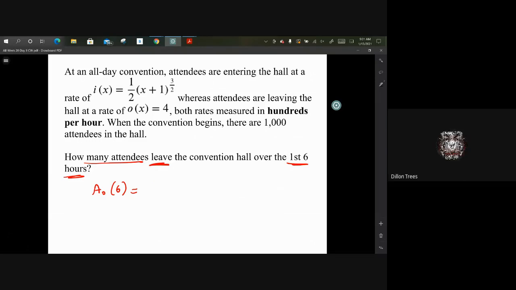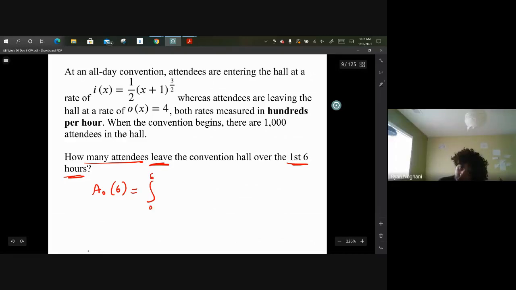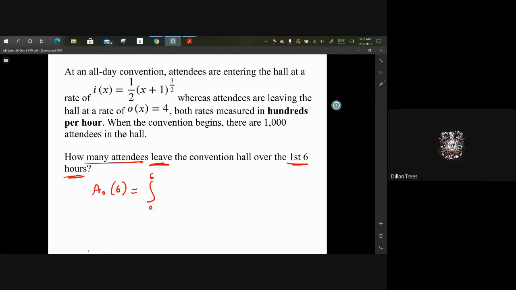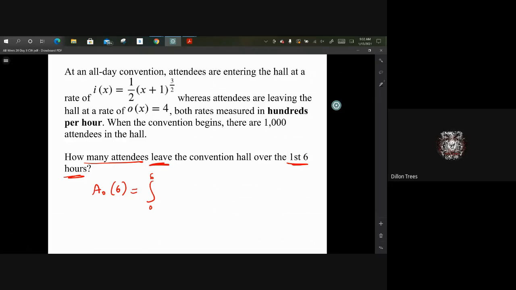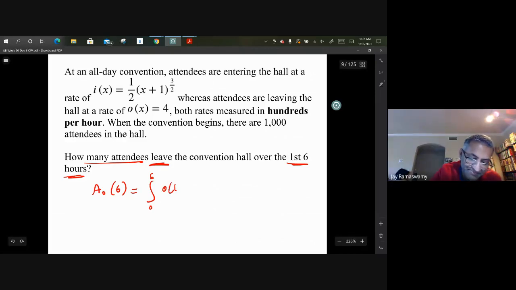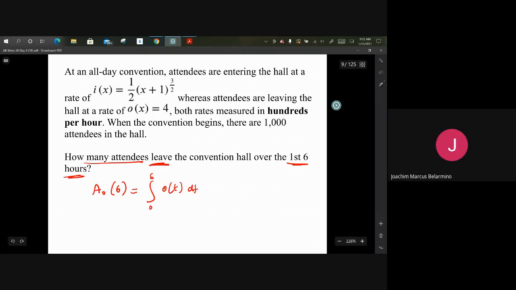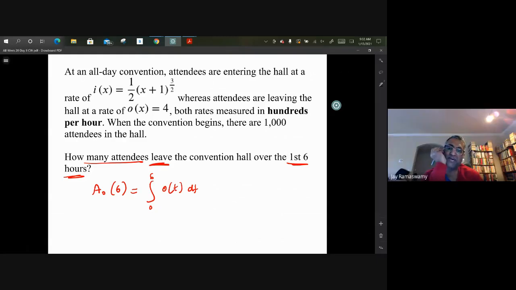The integral of... which rate? The rate at which attendees are leaving the hall. Is that O of T? Yes. Is everybody okay with that idea? Did most of you figure it out? Okay, if you integrate the rate, you'll get the amount.